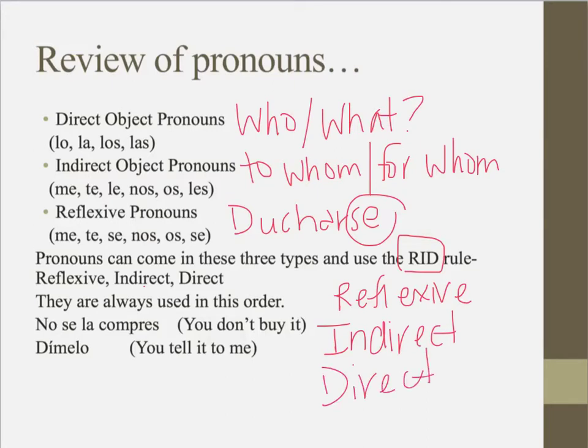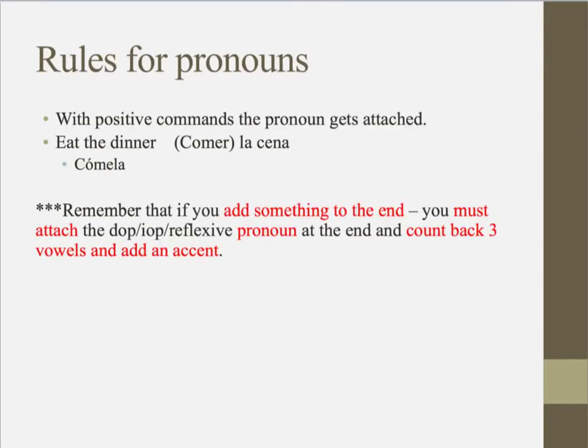So here are some examples. We say, no se la compres and dímelo. This comes from our chapter 2 where we talked about direct and indirect object pronouns. As far as rules for pronouns, when we have a positive command, that means a command where we're telling somebody to do something, we attach the pronoun. So, cómela, for example.